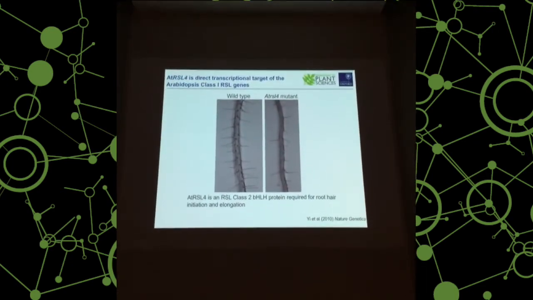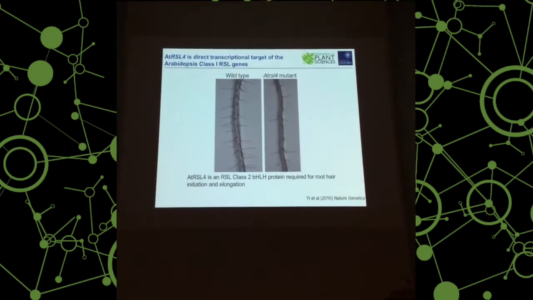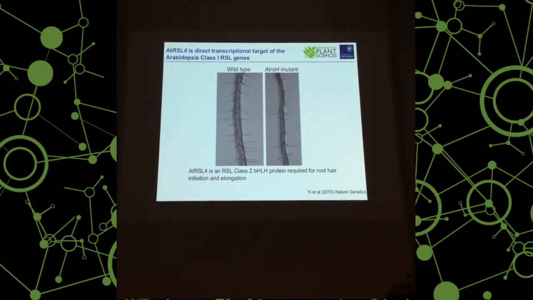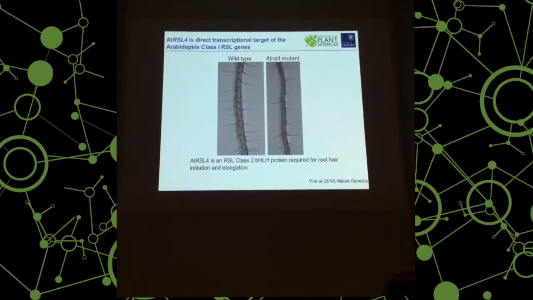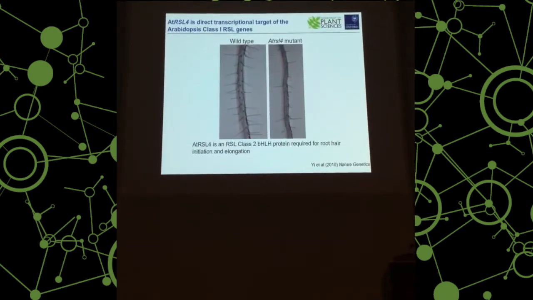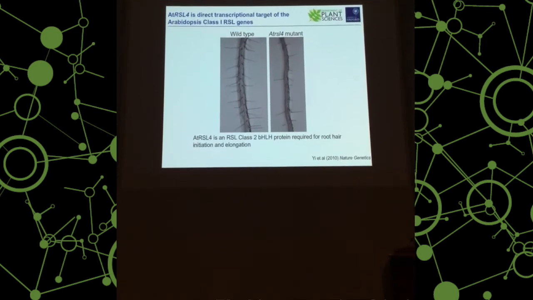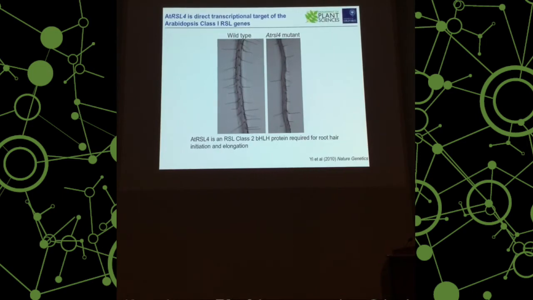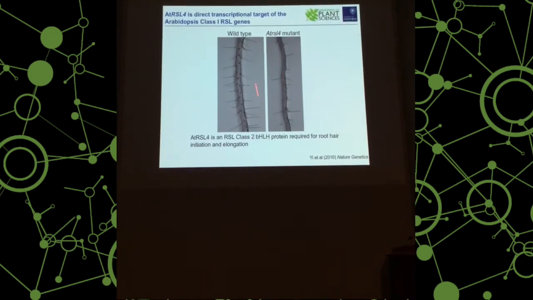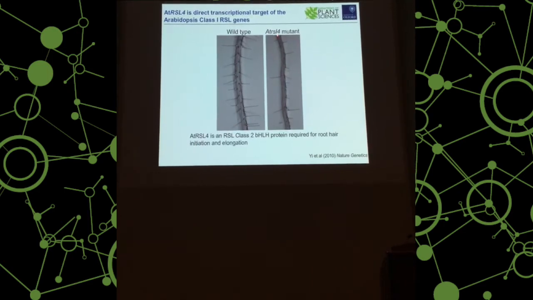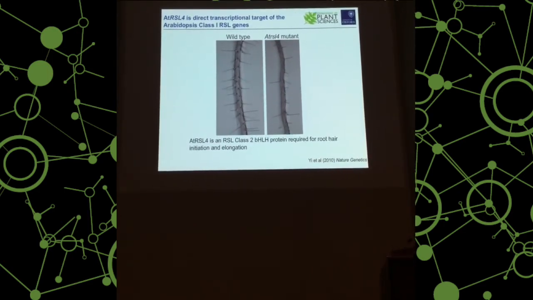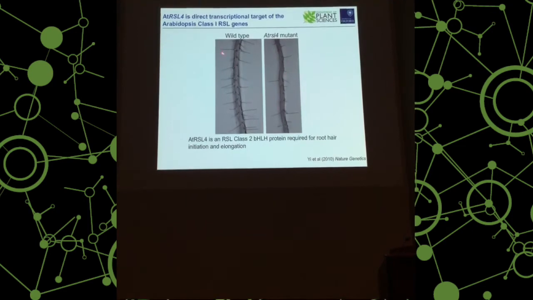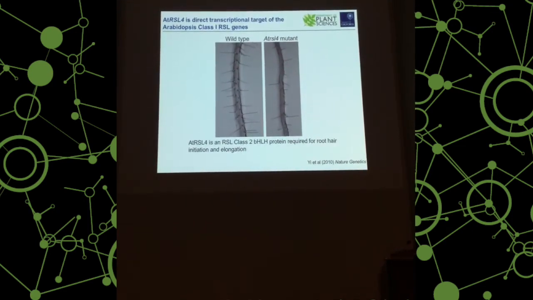And if you look at the transcription of RSL4 in an RHD6 mutant background, it's completely obliterated. So it's downstream, and the RHD6 protein directly binds to the RSL4 promoter, but I'm not going to talk about that today. If you knock out RSL4, you get this phenotype. Here's our wild type, and here's the RSL4 loss of function mutant. There are two things to notice: some of the root hairs are shorter, and there are fewer. So there's a defect in initiation, and there's also a defect in elongation.